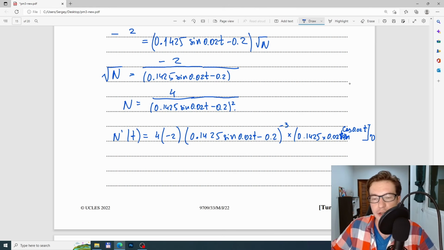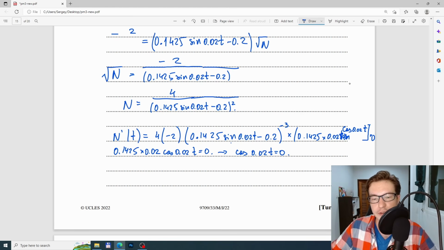And now to find the maximum or the minimum, I will have to equate this to 0. Now, 4 times -2 doesn't really matter. Next, the bracket is to the power of minus 3, so it's actually 1 over the bracket. It can never be equal to 0. So that means the only case where we can have the derivative equal to 0 is when 0.1425 times 0.02 cosine 0.02t is equal to 0. So therefore, that means cosine 0.02t must be equal to 0.